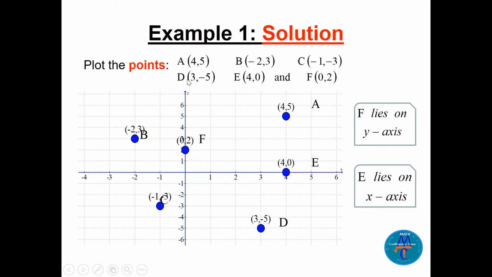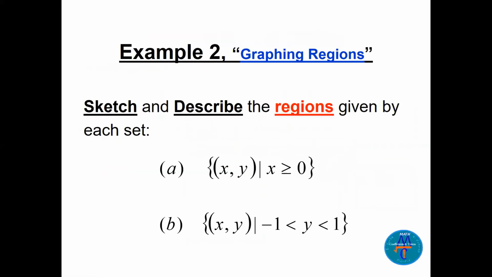Just an example here, I take D (3, -5). So D is at positive x, negative y, 5. So that's point D here. Let's see point E. Point E is (4, 0), x is 4, y is 0, so E lies on the x-axis. And F is (0, 2). So F lies on the y-axis because x is 0 and y is 2.